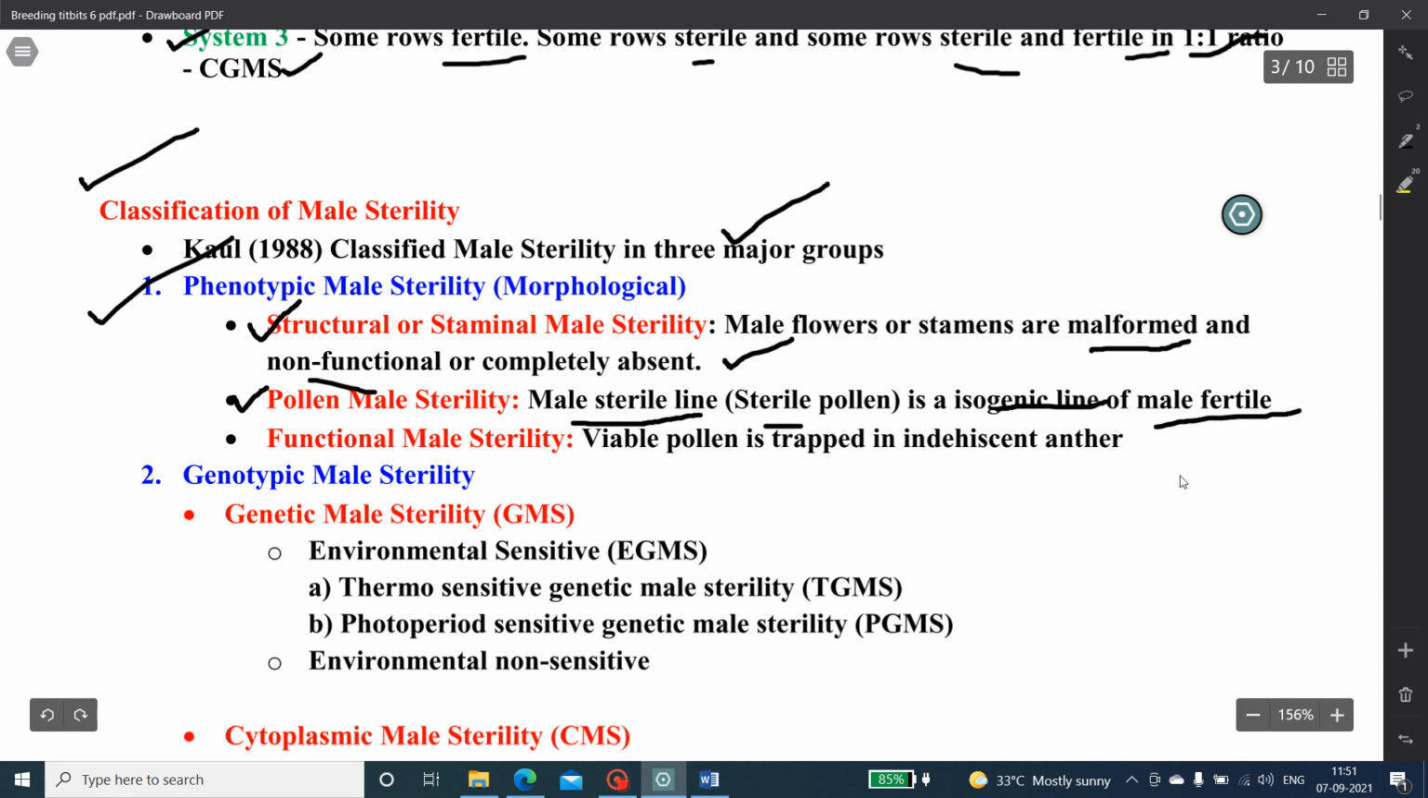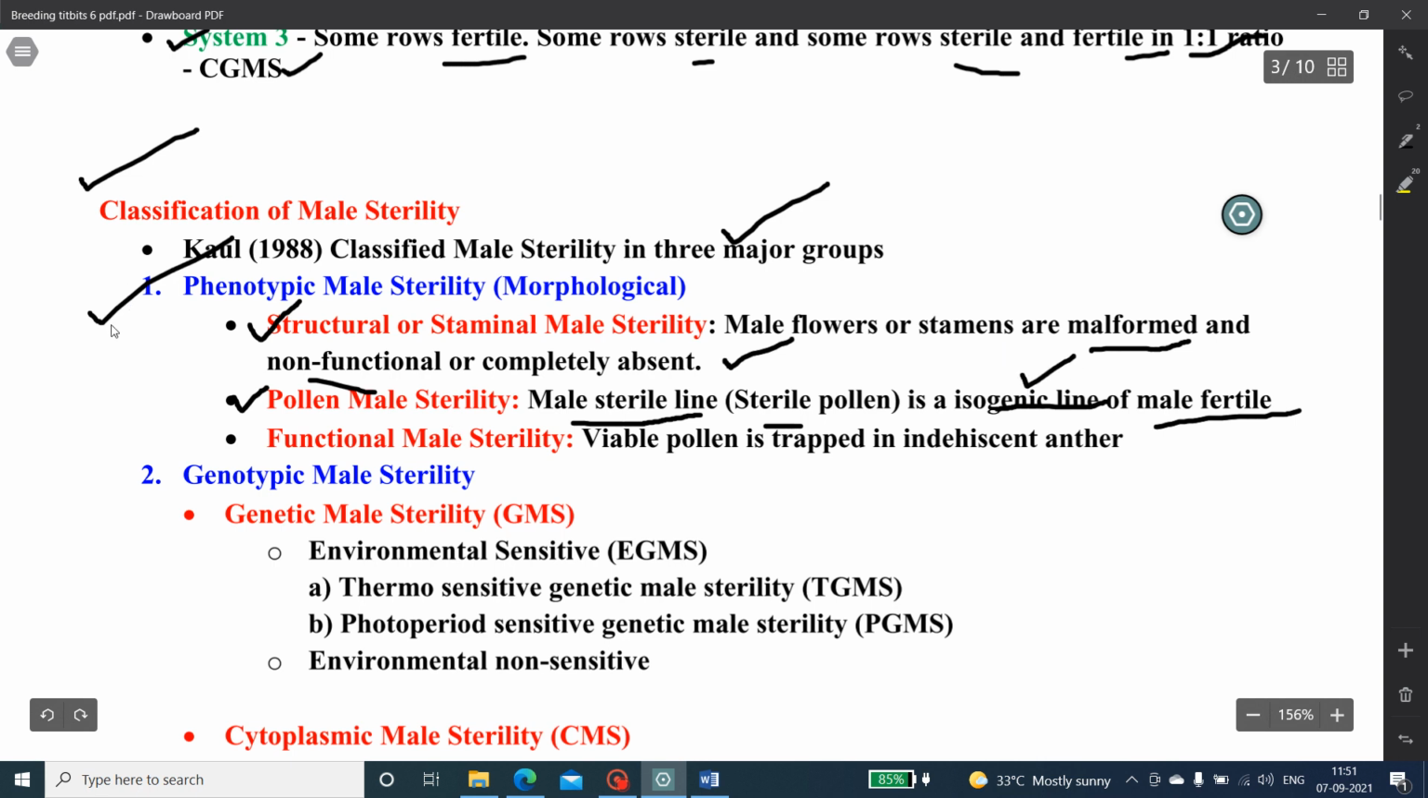And what do we mean by an isogenic line? Both the male sterile parent and the male fertile parent look the same morphologically, physiologically and growth-wise, except for the pollen sterility. That is called an isogenic line.